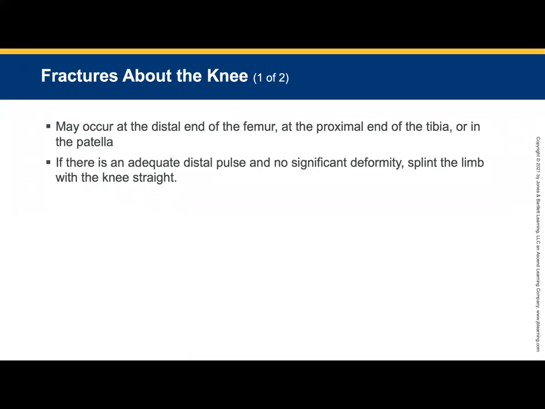Fractures about the knee may occur at the distal end of the femur, at the proximal end of the tibia, or in the patella. Management of the two types of injuries is as follows. There's an adequate distal pulse with no significant deformity. Splint the limb with the knee in a straight position.